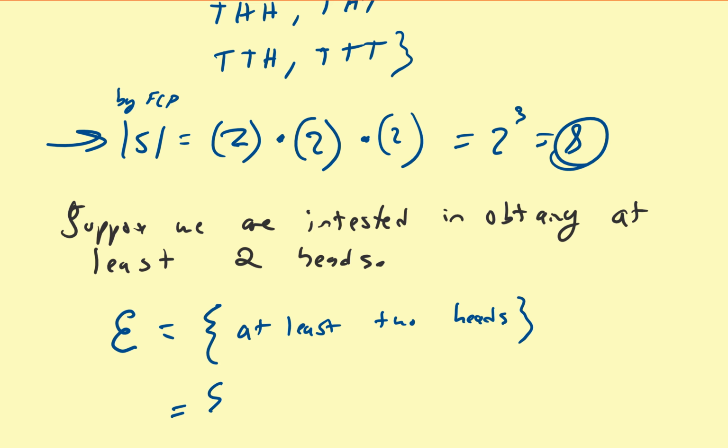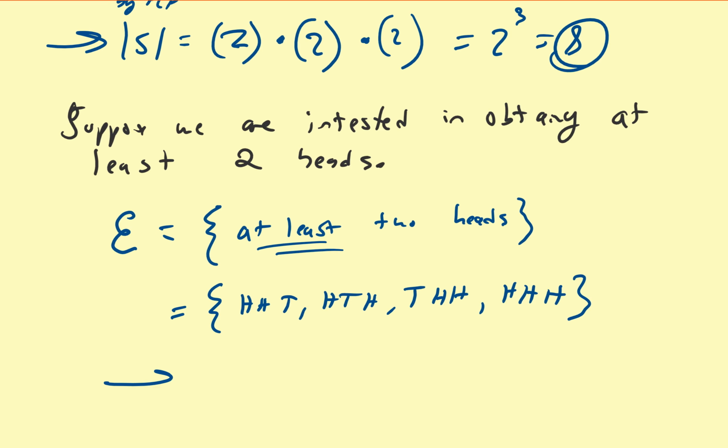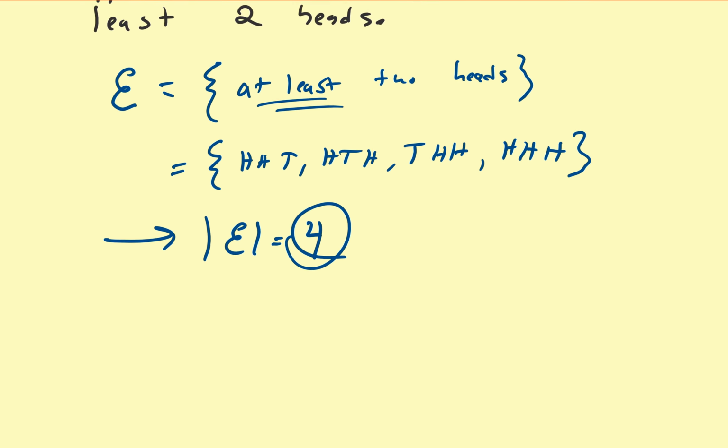So at least 2 heads means we could have, say, heads, heads, tails; heads, tails, heads; tails, heads, heads. And we could also have more than 2 heads, right? Because it says at least. So that could be heads, heads, heads. So if that is the case, then the size of the event space is going to be equal to 4. So that's going to be a possible event space and the sample space if we flip 3 coins.